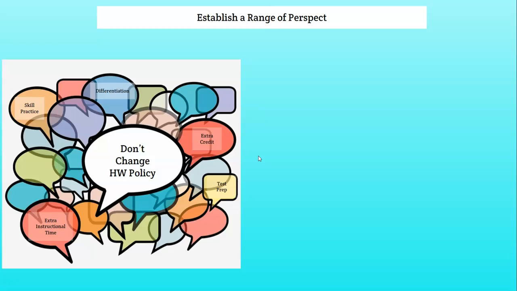So I could have a whole section of my individual research report where all of the experts that are connected by not wanting to change the homework policy are all grouped together, and then I can clearly identify that I have a range of perspectives by talking about their similarities and their differences, and that helps me to establish a range of perspectives relative to not changing the homework policy.